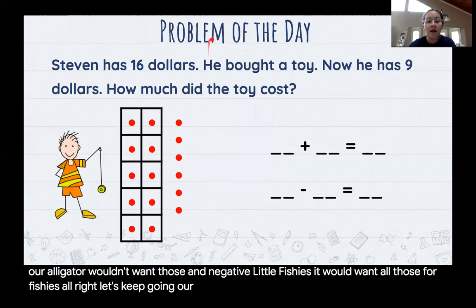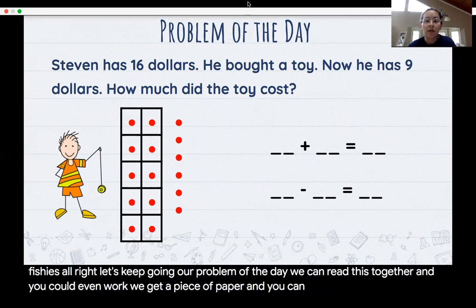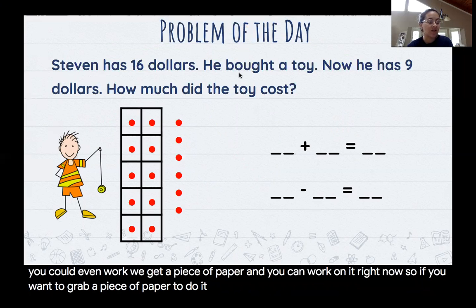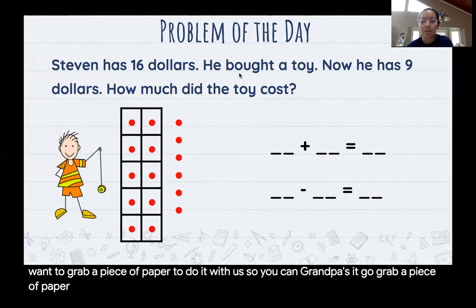Our problem of the day. We can read this together, and you can even get a piece of paper, and you can work on it right now. So if you want to grab a piece of paper to do it with us so you can take a picture and send it straight to me right after, go ahead and pause it. Go grab a piece of paper. All right, hopefully you have your paper and your pencil.